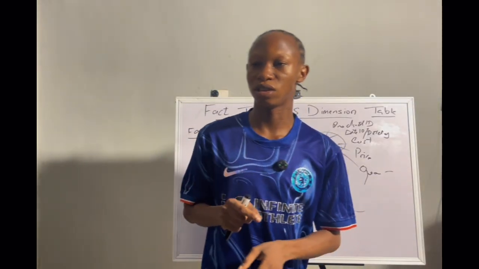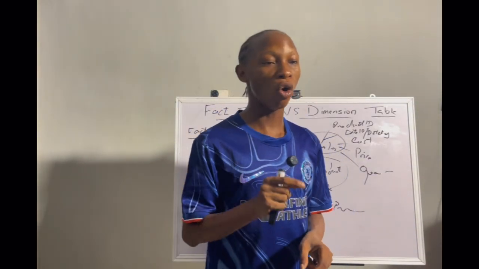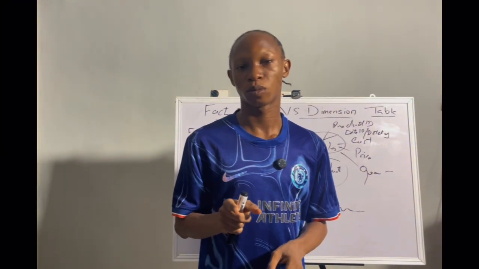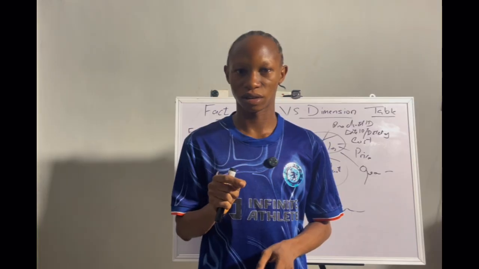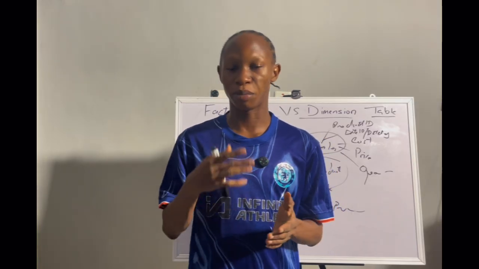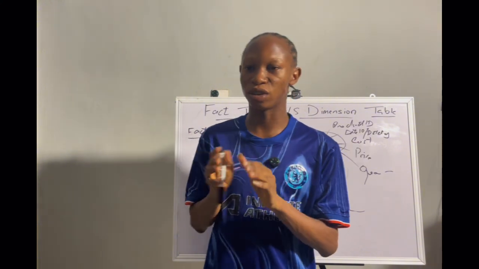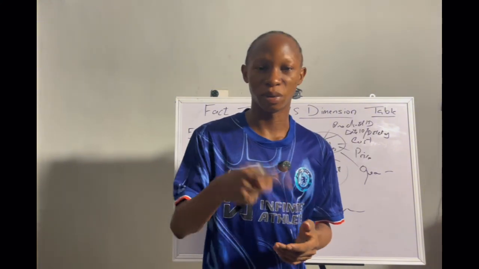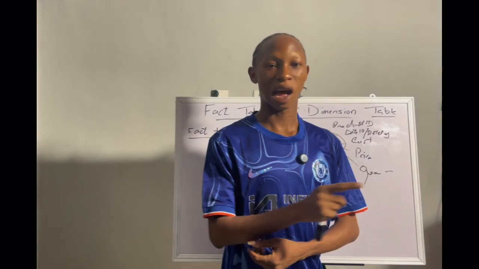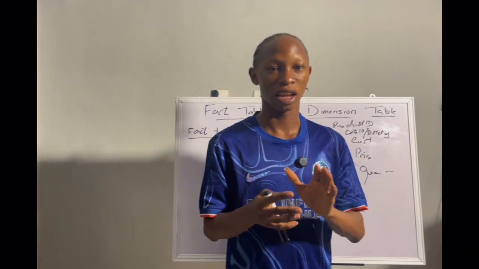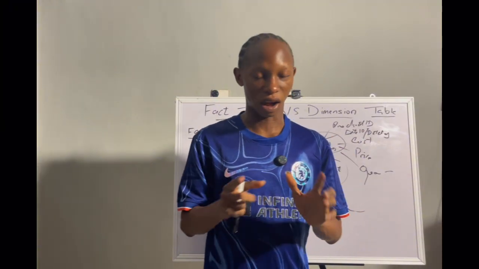Another thing you should notice is that a dimension table always has a primary key, and it does not have repeated rows. You know what a primary key is? A primary key is a column that is used to uniquely identify each row in the data. So it is not meant to repeat itself. There cannot be repeated values inside the dimension table, and it's always smaller in size compared to your fact table. I hope it is well understood.